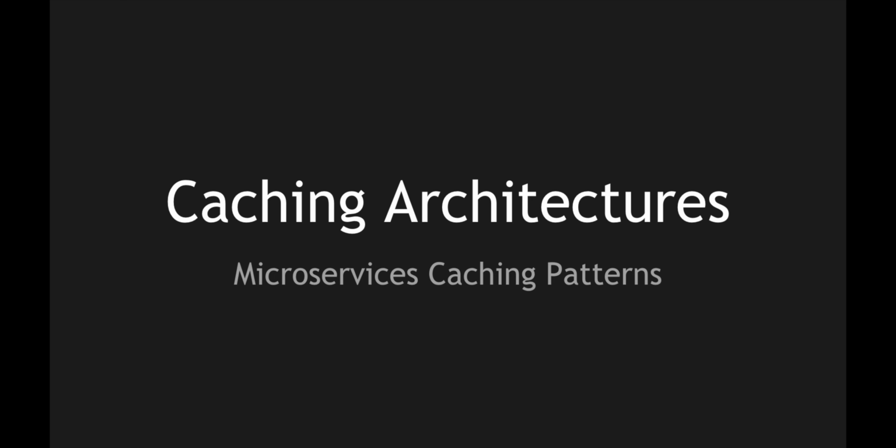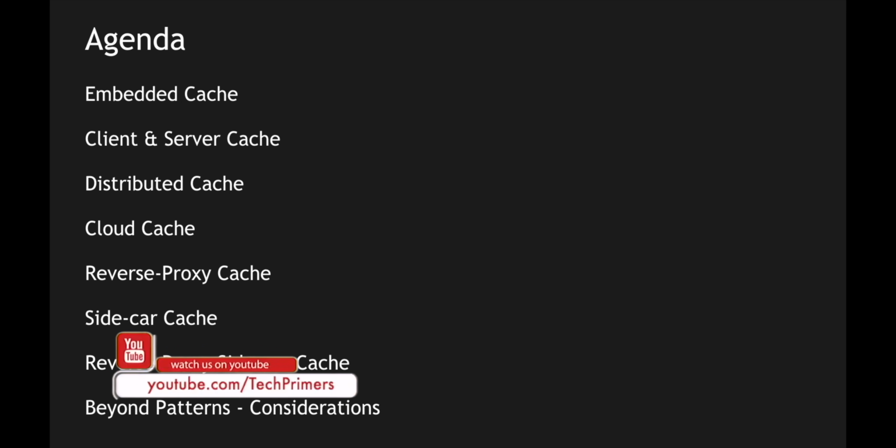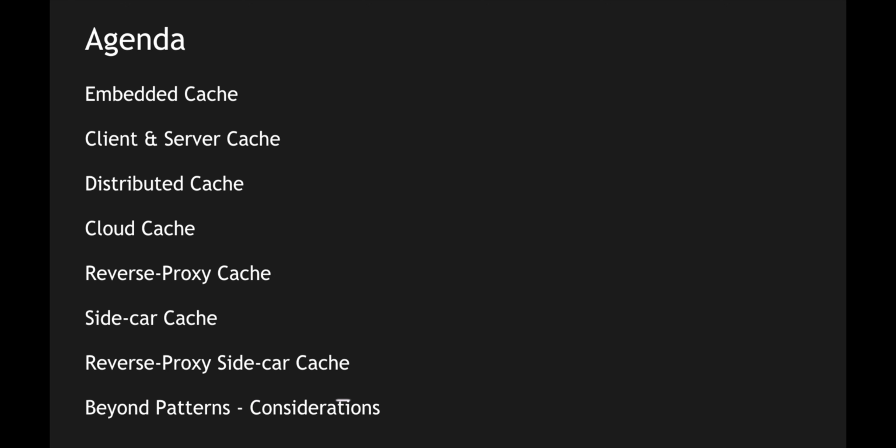There are different ways in which we can introduce caching into an application architecture. These are the different caches which we are going to see in this particular video. Feel free to skip to a particular section if you are interested in knowing only about a particular cache. The links for the timestamps are present in the description below.